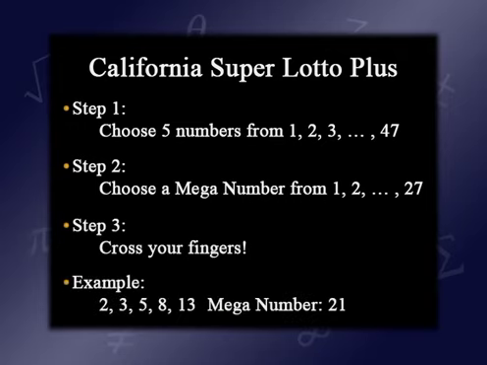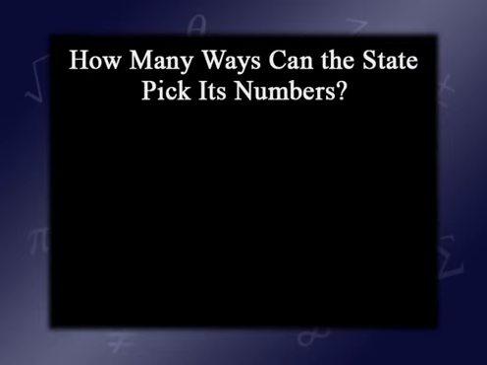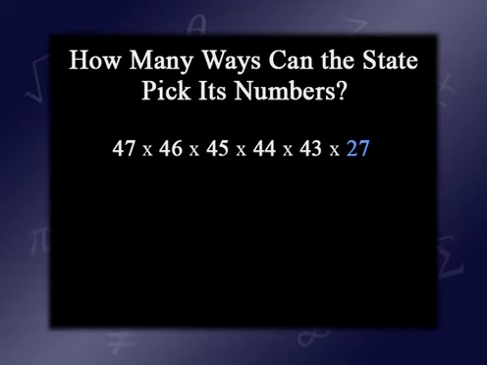For example, let's say I pick the numbers 2, 3, 5, 8, and 13. Those, by the way, are Fibonacci numbers, and I'll have more to say about those later. And the mega number 21. You'd say, well, how many ways can the state pick its numbers? And then we'll see which of those are mine. So the state has 47 choices for its first number, 46 choices for its second, 45 for its third, 44 for its fourth, and 43 for its fifth. So there are 47 times 46 times 45 times 44 times 43 ways of picking the first 5 numbers. And then the state has 27 ways to pick the mega number.